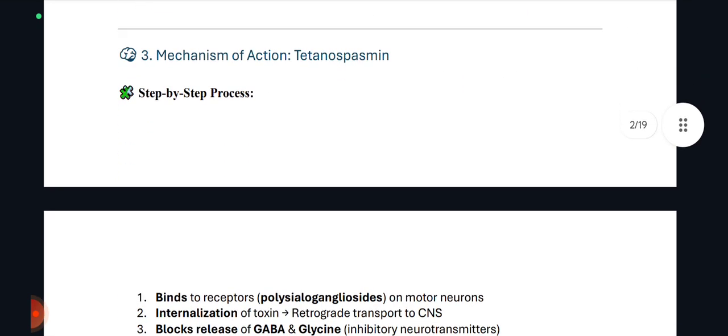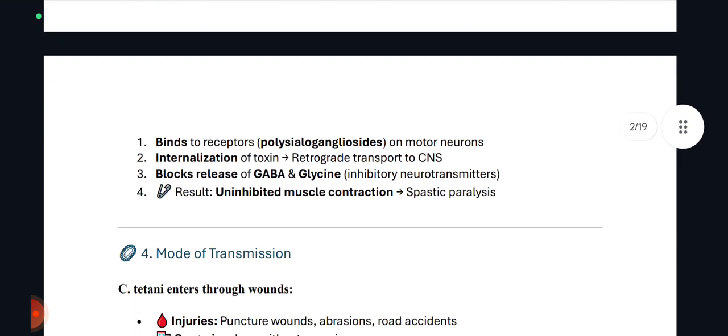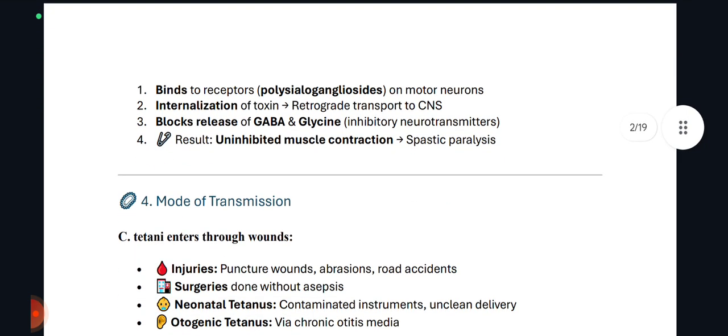So what is the mechanism of action of tetanospasmin? Firstly, it binds to the receptors, polysialogangliosides on motor neurons. Then there is internalization of the toxin, due to which there is retrograde transport to the central nervous system. There it blocks the release of GABA and glycine, which are the inhibitory neurotransmitters. So the excitatory functions take over and the result is uninhibited muscle contraction, called spastic paralysis.